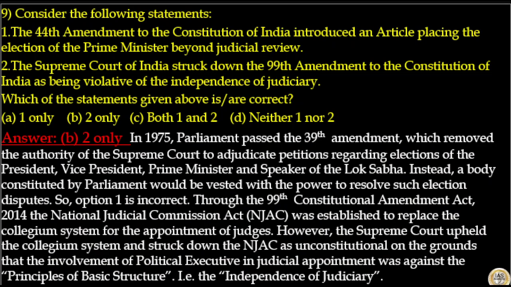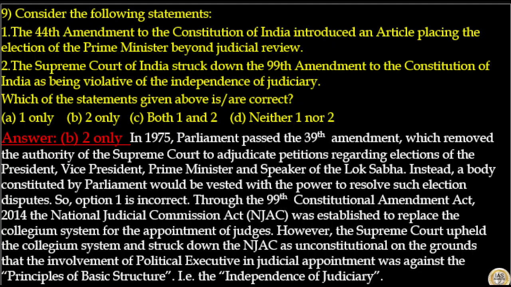In 1975, Parliament passed the 39th Amendment Act, which removed the authority of the Supreme Court to adjudicate petitions regarding elections of the President, Vice President, Prime Minister and Speaker of Lok Sabha. Instead, a body constituted by Parliament would be vested with the power to resolve such election disputes. So, statement 1 is incorrect.